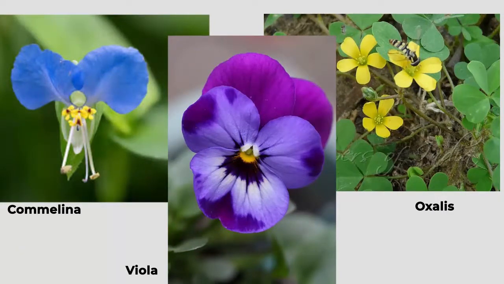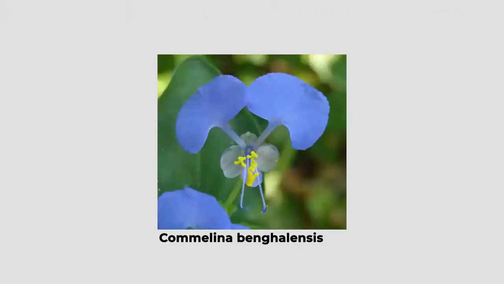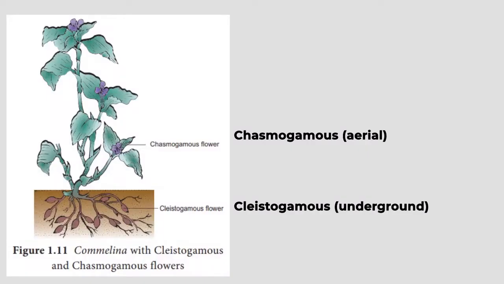Now let us take Commelina benghalensis. This plant produces two types of flowers. They are aerial and underground flowers. The aerial flowers are bright, chasmogamous and insect pollinated. They attract the insects by bright color. They expose the sex organs for pollination. The underground flowers are clistogamous flowers. They are seen in the branches of the rhizome that is produced underground, and they are dull. They do not open their sex organs, so they are not dependent on pollinators for pollination.